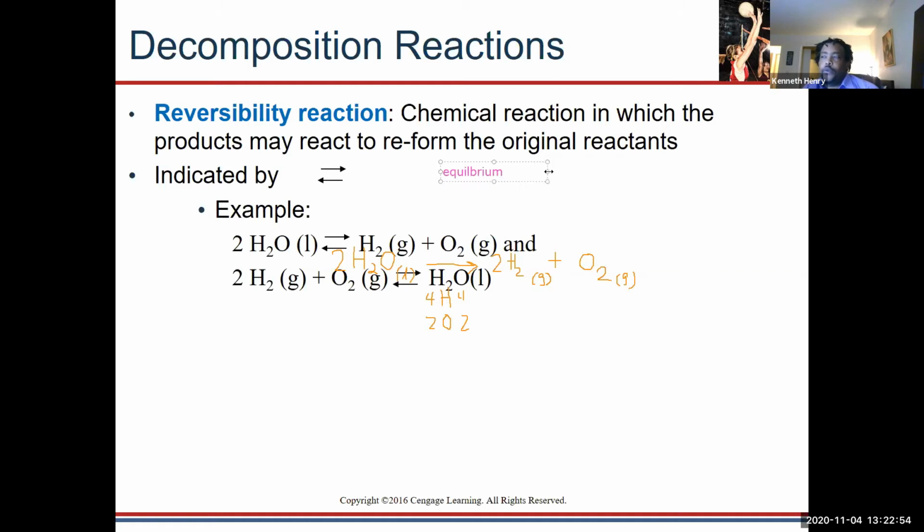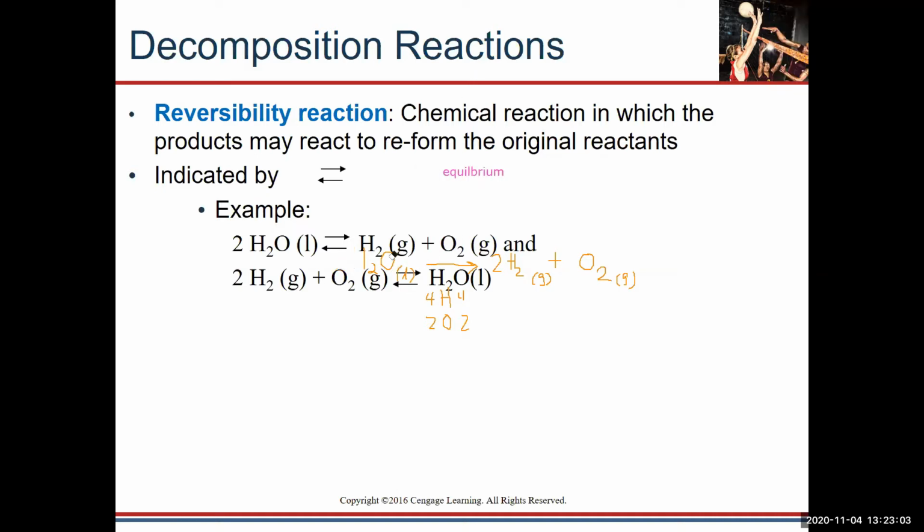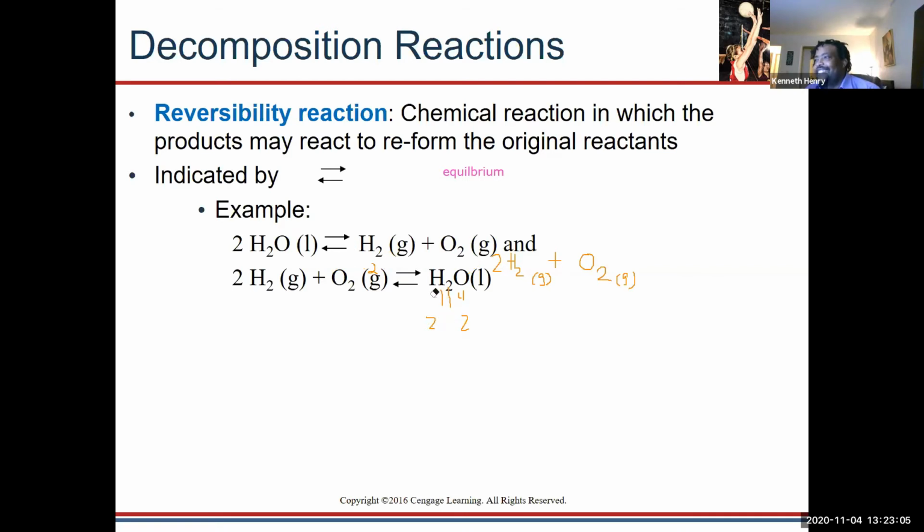So Kevin, don't put an equal sign there. It's 2 arrows, not an equal sign. Okay, I see now. You see how it is now?